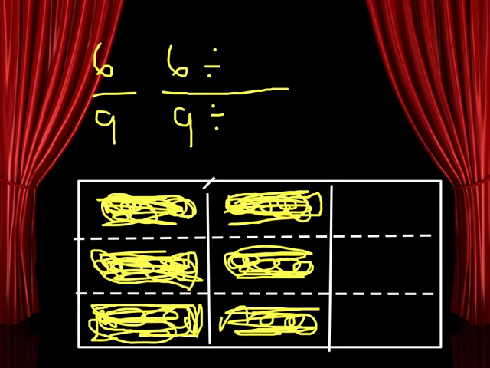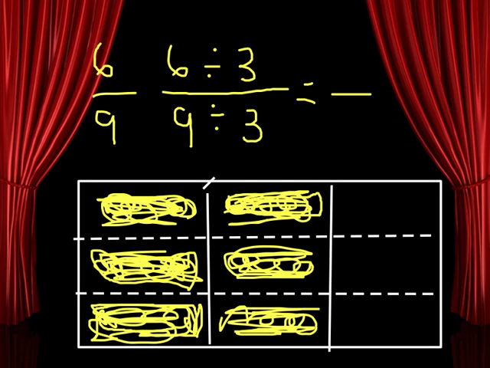Now we know that this is divided into 3 groups. We have 1 group here, 2 groups here, and 3 groups here. So we have 3 groups. We're going to divide this by 3. Again, you should be writing this on your whiteboard and following along with me.